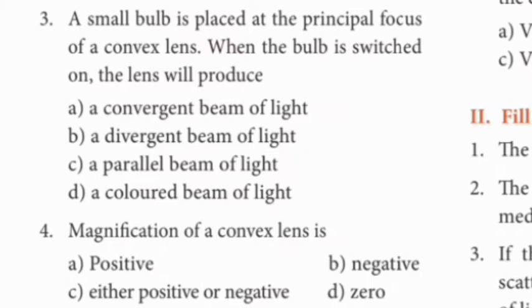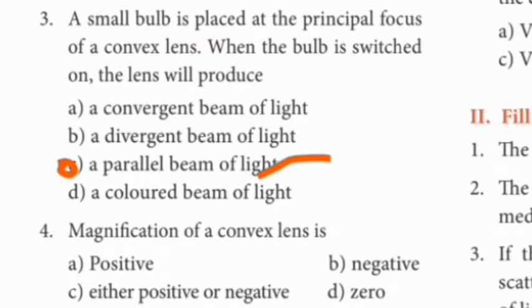Next, third question: a small bulb is placed at the principal focus of a convex lens. When the bulb is switched on, the lens will produce: a convergent beam of light, a divergent beam of light, a parallel beam of light, a colored beam of light. The correct answer is C, a parallel beam of light.